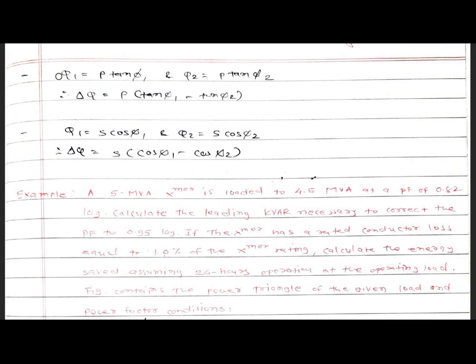Now important equations. Q1 is given by P tan phi 1 and Q2 is given by P tan phi 2. Then delta Q will be P in bracket tan phi 1 minus tan phi 2. So this is the important equation for the examples. Now Q1 is equal to S cos phi 1 and Q2 is equal to S cos phi 2. So delta Q is given by S in bracket cos phi 1 minus cos phi 2.